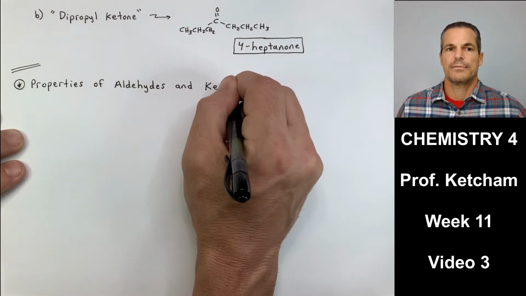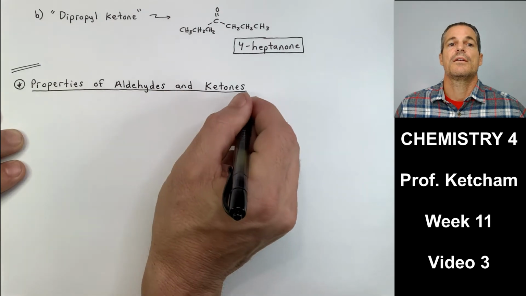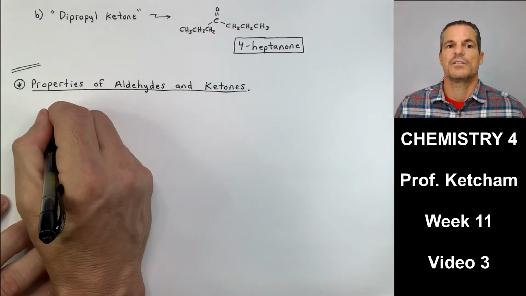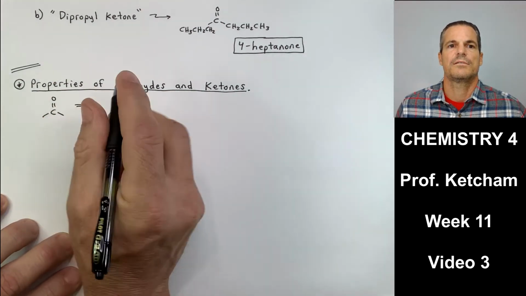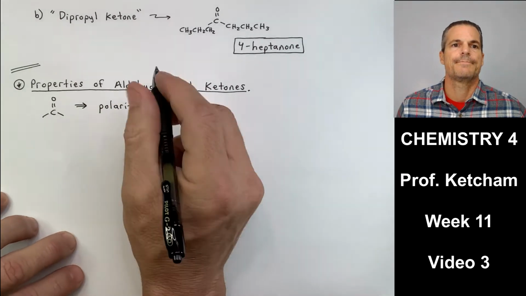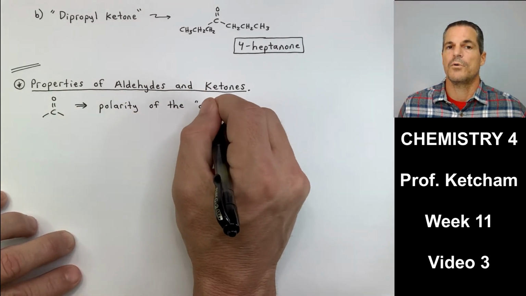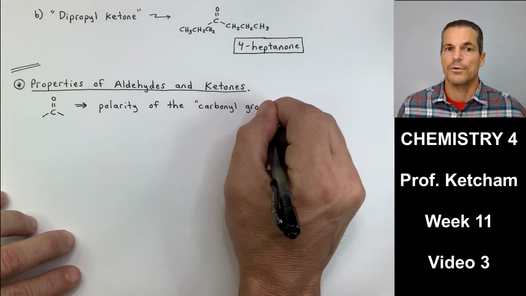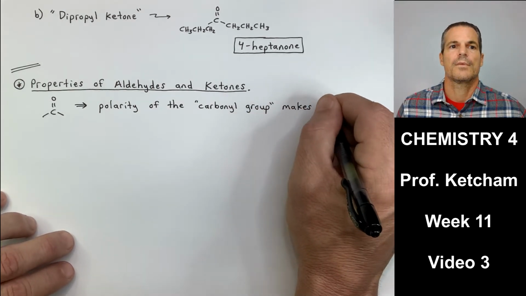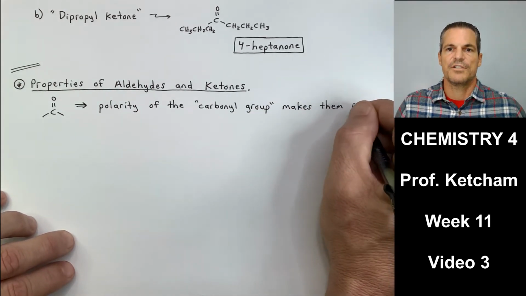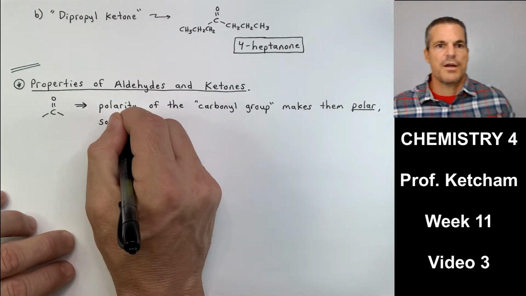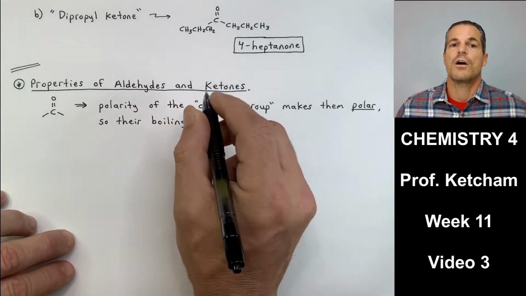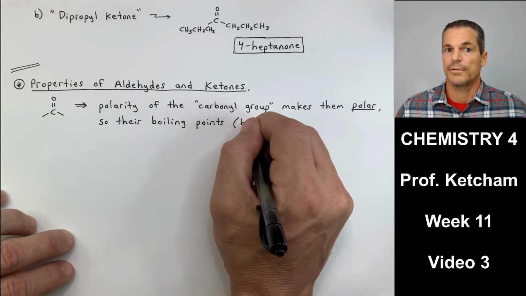All right, new topic. Double lines there, new topic. It's still aldehydes and ketones, but now we're going to talk about some of the properties: solubility, boiling point, stuff like that. So C double bond O, as you remember, is the carbonyl group, and it's polar. It's polarized in the direction of oxygen. Oxygen's more electron withdrawing, right? So the polarity of the carbonyl group makes these guys polar.